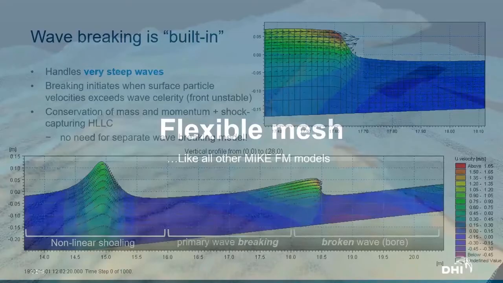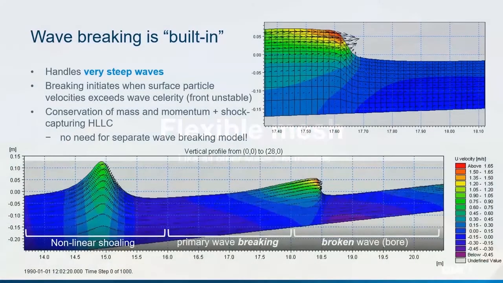Now let's talk a bit more about some of this wave breaking. As I mentioned before, we have introduced this HLLC Riemann solver, which allows us to transform waves all the way within the swash zone, even through wave breaking, meaning that we have no separate wave breaking model as some of our other software. We are actually trying to solve the Navier-Stokes equations.